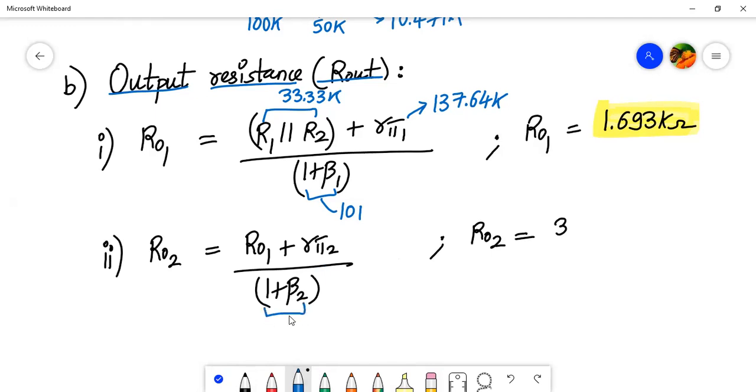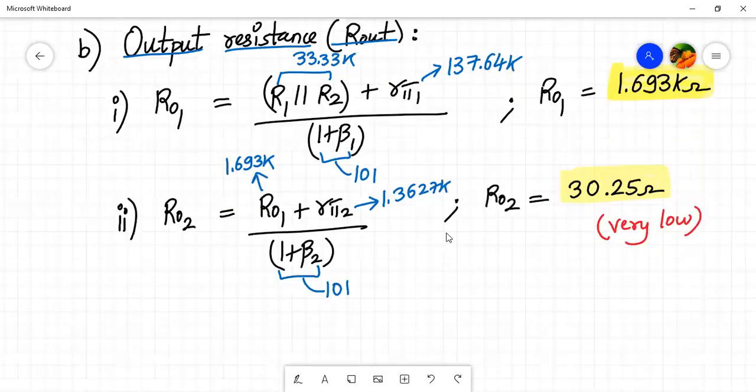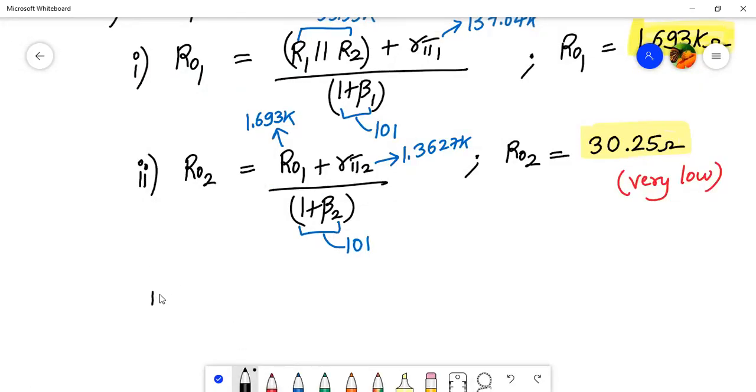All right. Your denominator will be 101 because beta 2 is 100. RO1 value we just now calculated 1.693K and R pi 2 value is 1.3627K. Okay, so if you solve this in the calculator, you will get the value of RO2 as 30.25 ohms. All right, and 30.25 ohms, it's a very low value. So here I can write it's very low. All right, and at the last, we'll calculate the output resistance of the circuit.